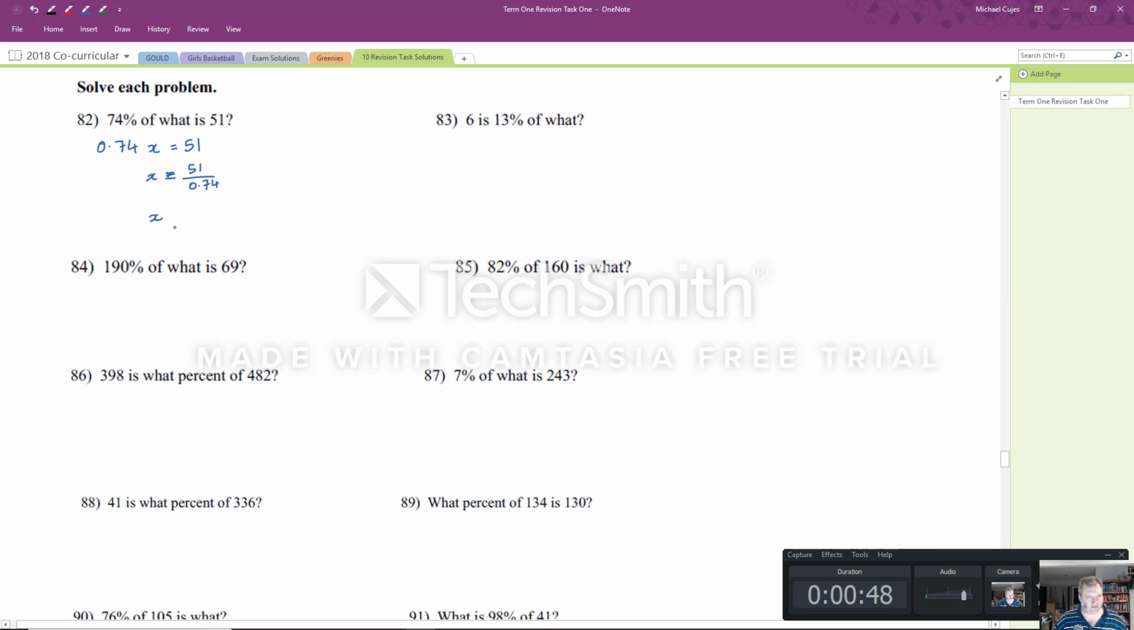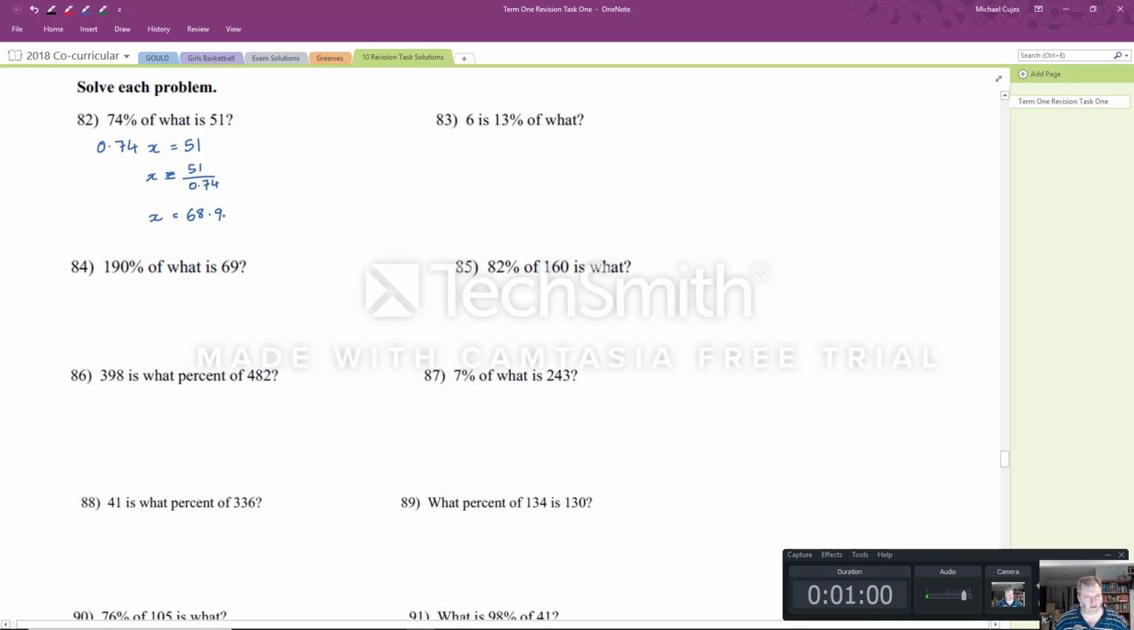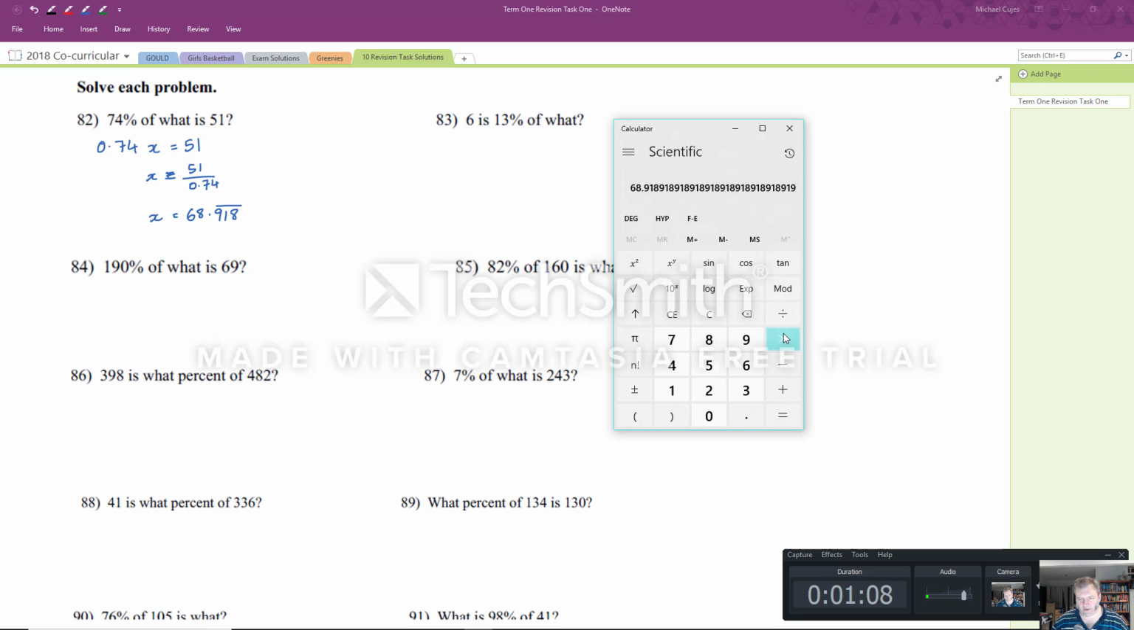So this is 68.918 recurring. That doesn't sound right, does it? Yes, it does. 68.918 recurring. 74% of that is 51. How would I check that on my calculator? Just multiply it by 0.74. And we should end up with 51 as expected.